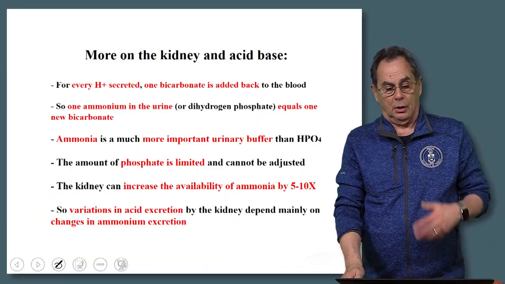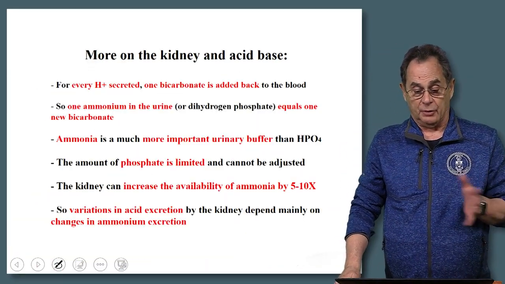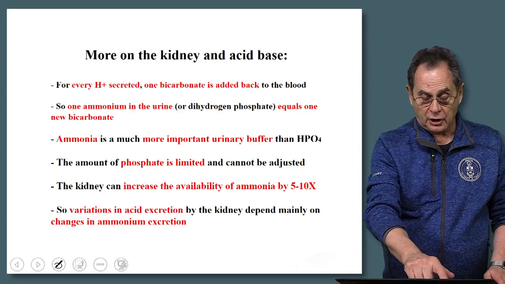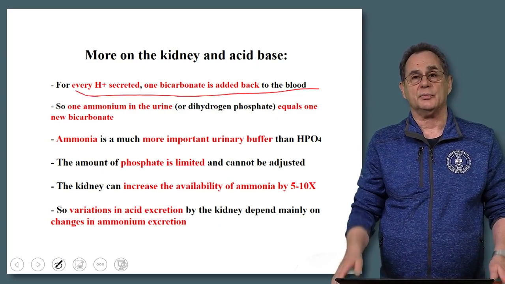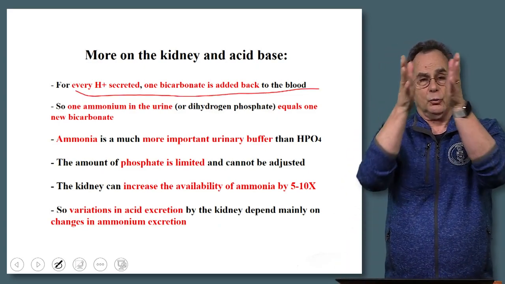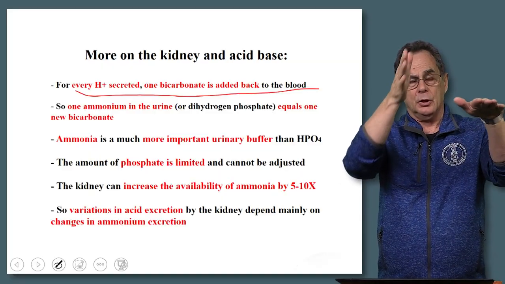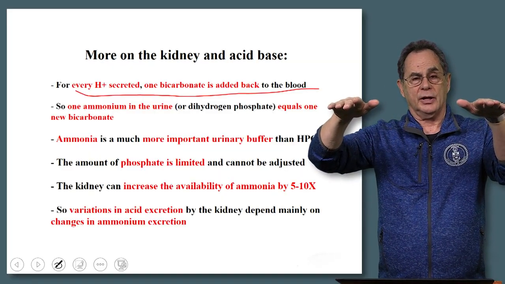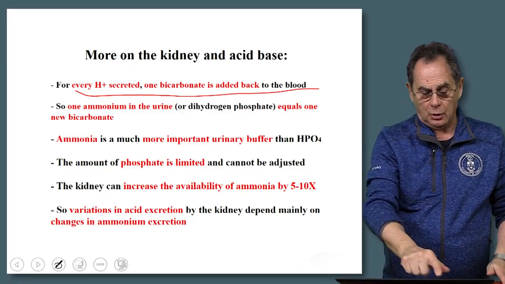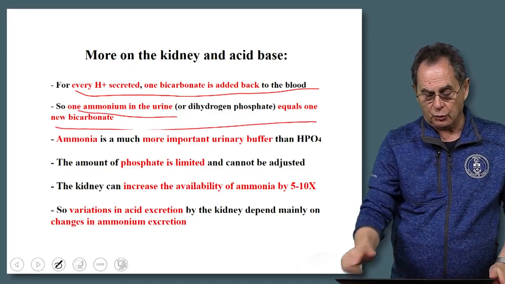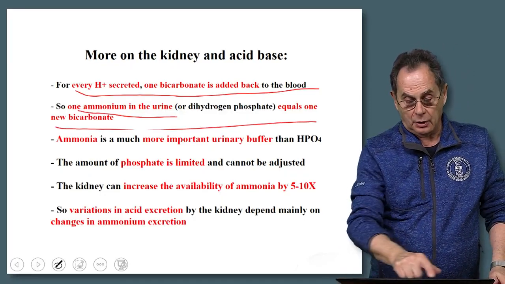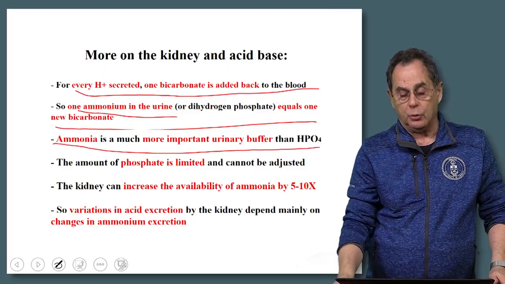Now, just a little bit of summary, more on the kidney. For every hydrogen ion secreted, one bicarbonate is added back. That's because the reaction to produce ammonium leads to the production of bicarbonate, mole for mole. One ammonium in the urine equals one new bicarbonate. Ammonia is an extremely important buffer.